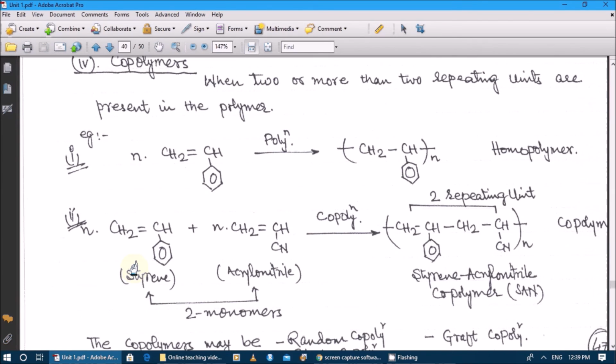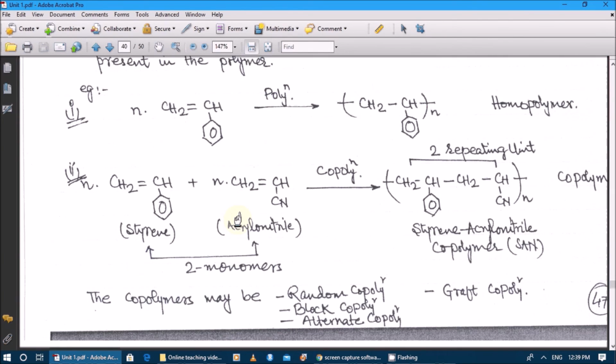But what will happen if we take a mixture of styrene and acrylonitrile? We know these are two different monomers. Styrene is one monomer, acrylonitrile is another monomer. What will happen if we mix these two monomers together in a reaction flask and polymerize them together? When we polymerize them together, this polymerization reaction is known as a co-polymerization reaction. Co means something together, so they are polymerizing together, so this is known as co-polymerization.